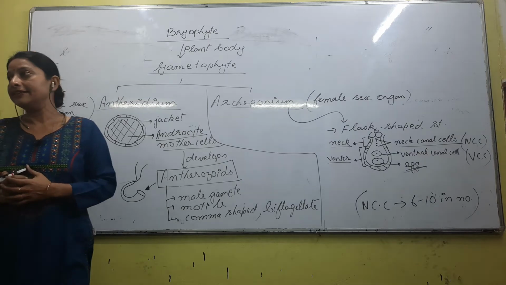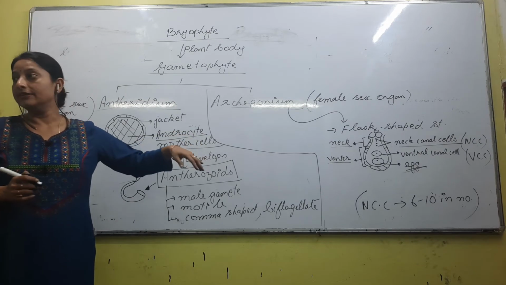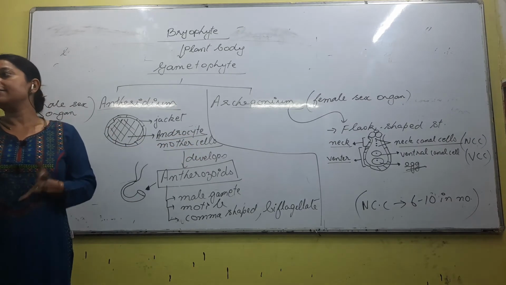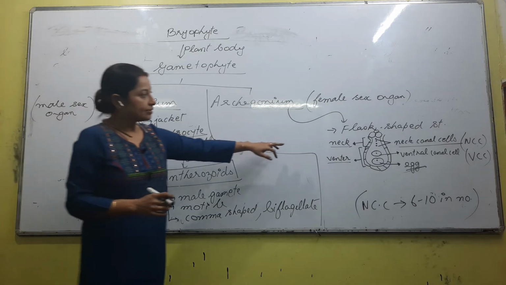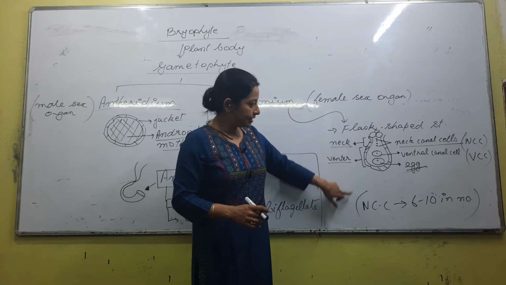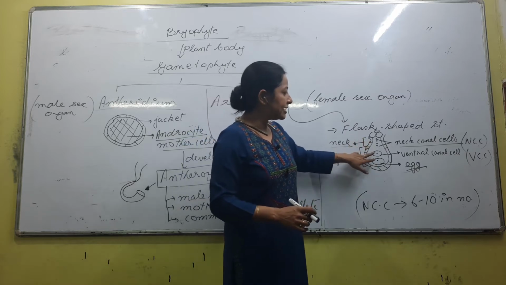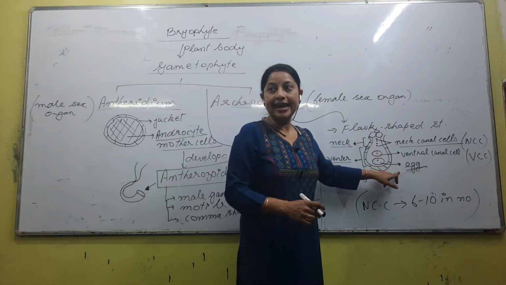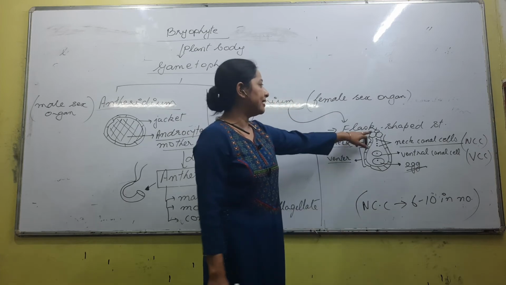Ventral canal cell, VCC. The neck, and below it the venter. The swollen portion is the venter, and this is the neck. In the venter there will be two cells, one is the ventral canal cell, and one is the egg cell. Right? And the egg cover cells.